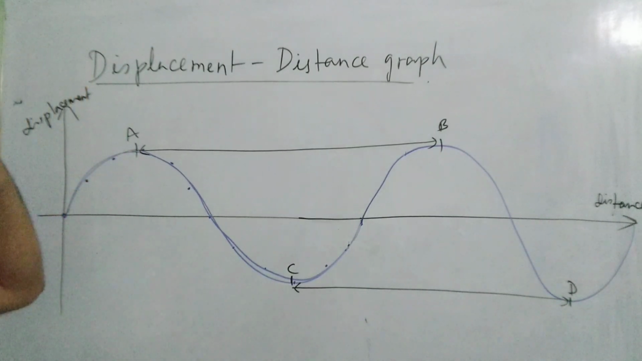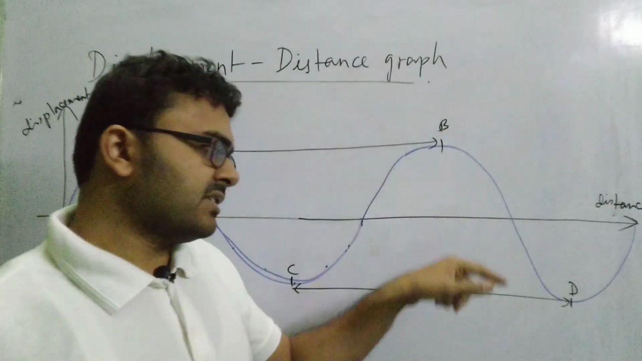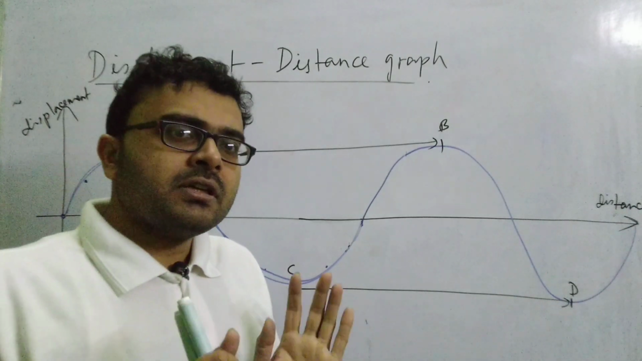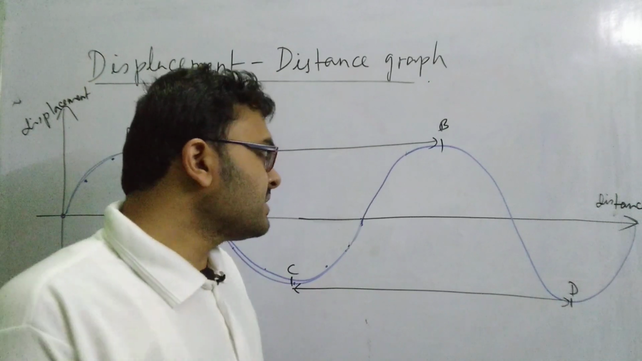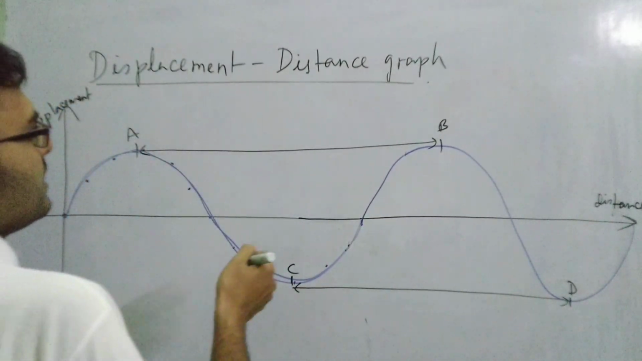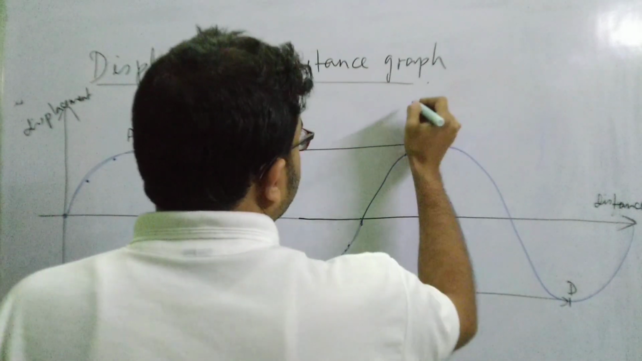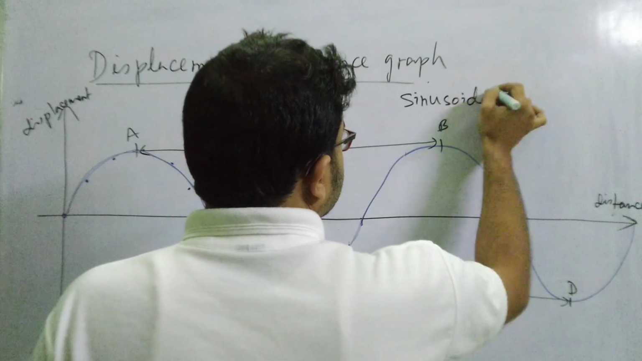So in this way we can analyze the wave that is moving forward, and what kind of wave is being generated. Generally the sound waves that we hear are of this nature, and this kind of graph is called a sinusoidal graph. The shape of this graph is referred to as a sinusoidal graph. Why is it referred to as a sinusoidal graph?